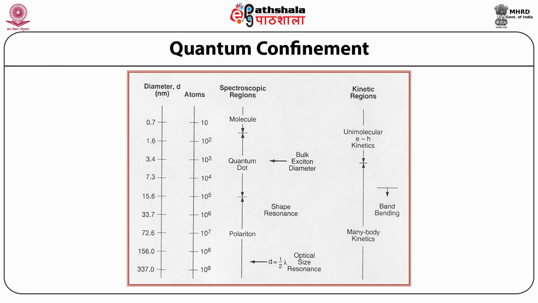For the polariton, we have a shape resonance, and from 10 to the power 7 to 10 to the power 9 atoms having polariton as the spectroscopic region, we have the optical size resonance only when d is equal to lambda by 2. Now we have kinetic regions also, that is from 10 to 10 to the power 3 having unimolecular EH kinetics, and then above that we have many body kinetics leading to the band bending.